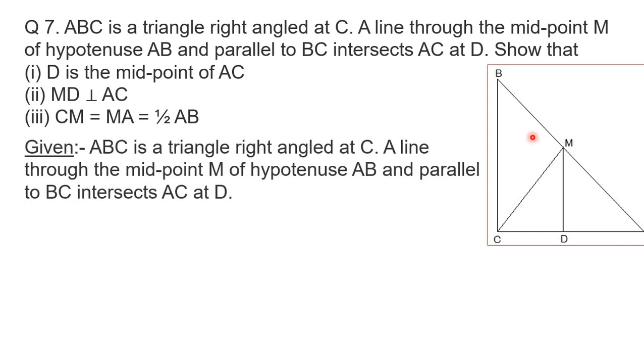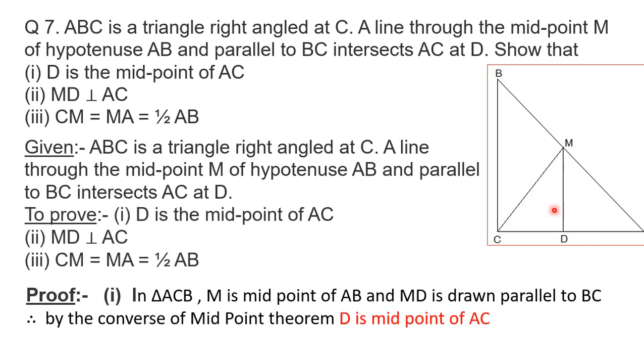So these are the given conditions. ABC is a right angle triangle, M is the midpoint of the hypotenuse AB, and MD is a line drawn parallel to BC. We have to prove these three points. So let's start the proof.